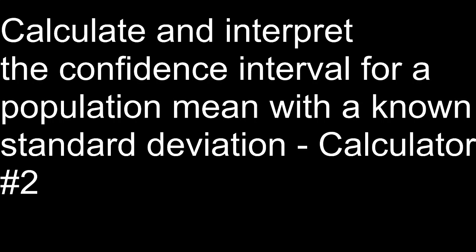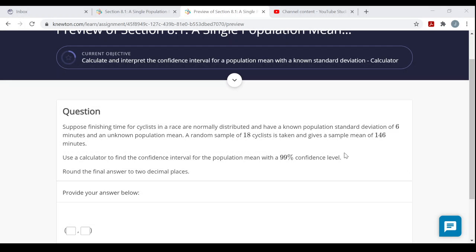This video is on the objective: calculate and interpret the confidence interval for a population mean with a known standard deviation, right? Sigma is known, using the calculator. I did one video like this before. This is number 2, a second question from your Newton Alta homework related to this objective. It's pretty simple, so this should be pretty quick if you saw the first one.